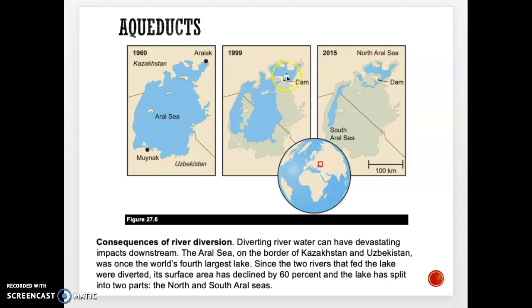And very sadly, you can see here in 2015, all of this area has dried up because of the diversion of water. And so, you know, this was an expansive area that provided a lot of people a lot of fresh water. And now it's down to this little sliver of water here, which is the South Aral Sea. And up here we have the North Aral Sea, which is still under the control of Russia at this time.